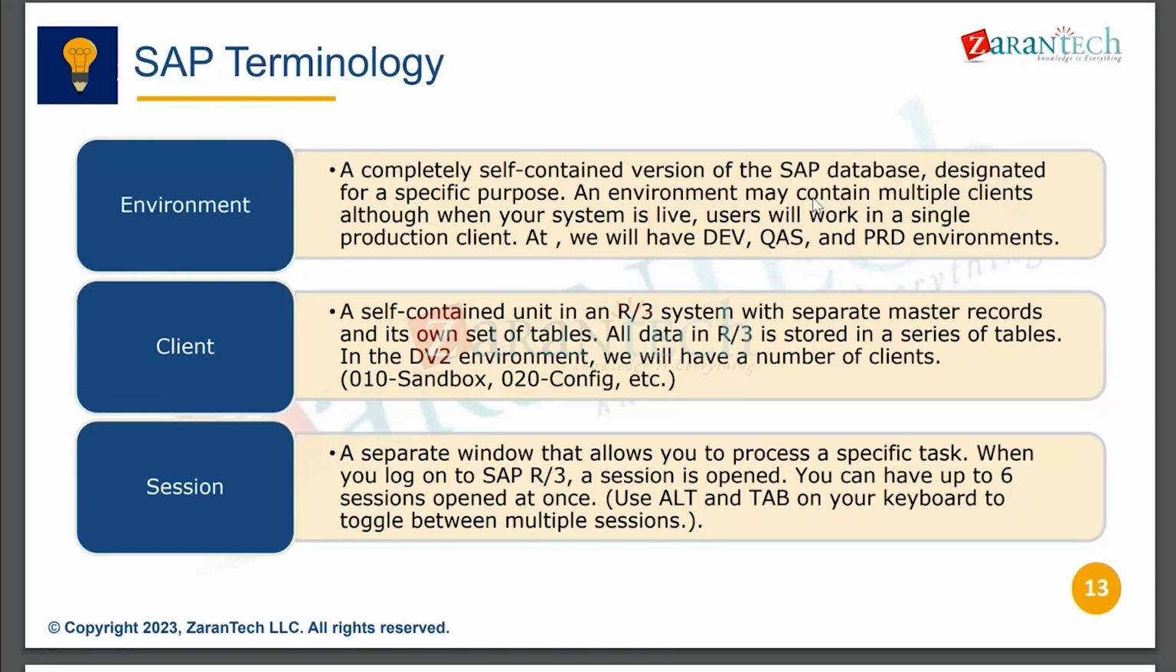Client: each environment has a different identifier as a client, like 100, 200, 300, or 010, 020, 030, like that. It depends on the industry. It is three-character client information. Each environment will have a separate identifier for the client.